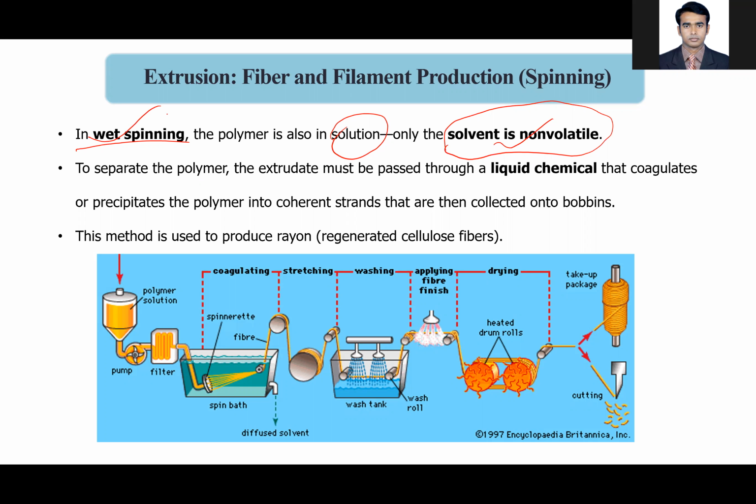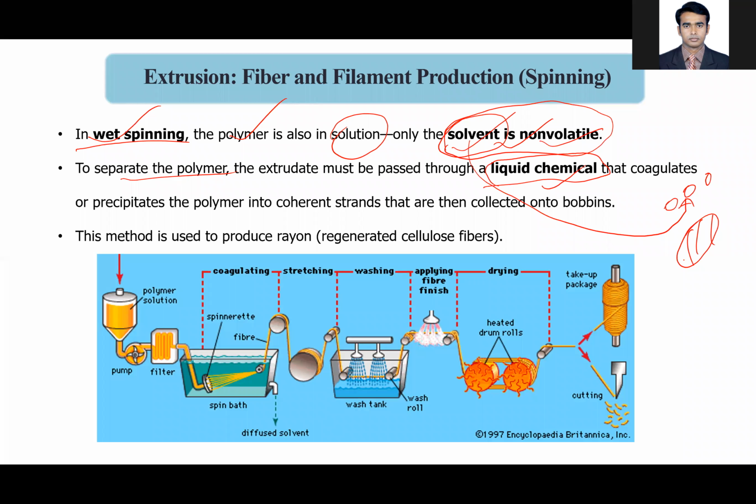To separate the polymers, the extrudate must pass through a liquid chemical. In this case, the solvent is not volatile, but it can react with some chemical. If it reacts, then we can separate the non-volatile solvent from the polymer. The main purpose of using solvent is to make the solid plastic particles liquidy, so we introduce the solvent into the particles so that they become liquidy.